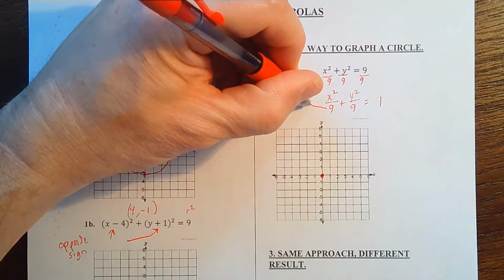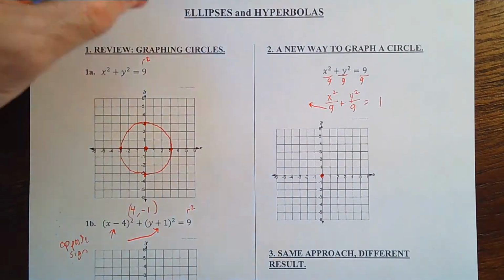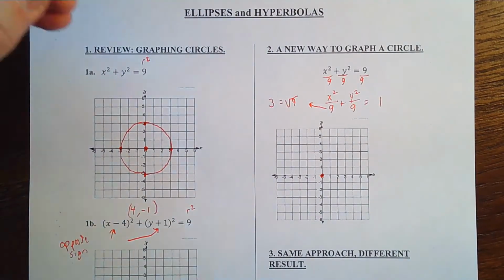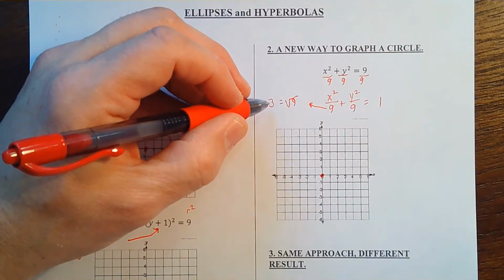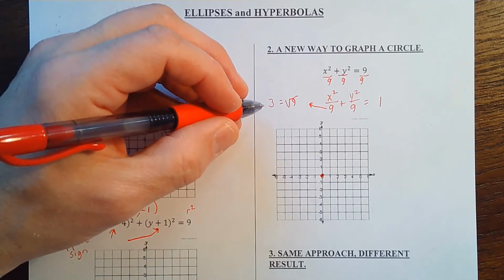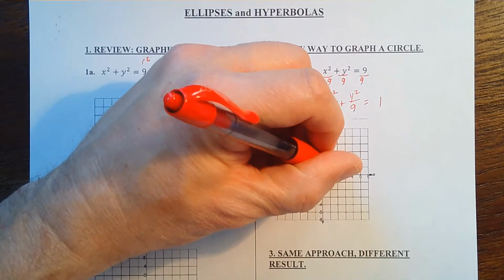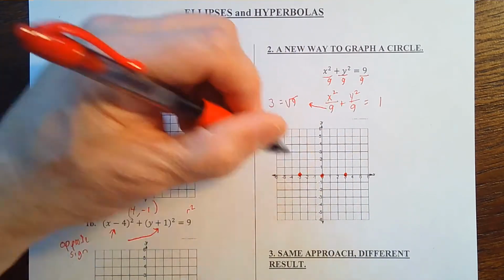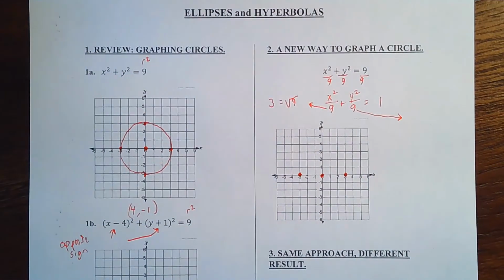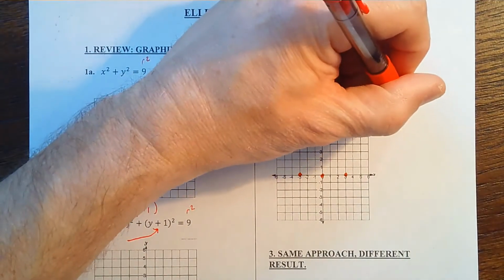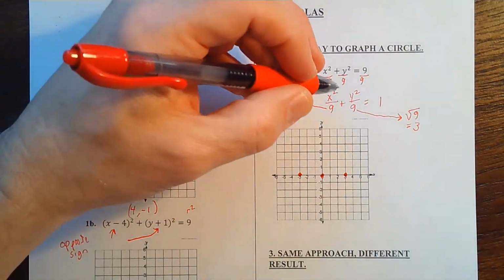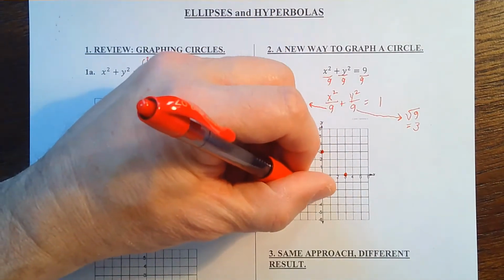What I'm going to do is take the number underneath the x squared, which is 9, and take the square root of that, and that is equal to 3. So I'm going to count 3 units along the x-axis, or the horizontal axis, from my center, 3 in each direction. 3 to the right and draw a point in, 3 to the left and draw in a point. The number underneath the y squared, the 9, I will also take the square root of. That gives me a 3. So I'm going to count 3 units up and 3 units down from the center.